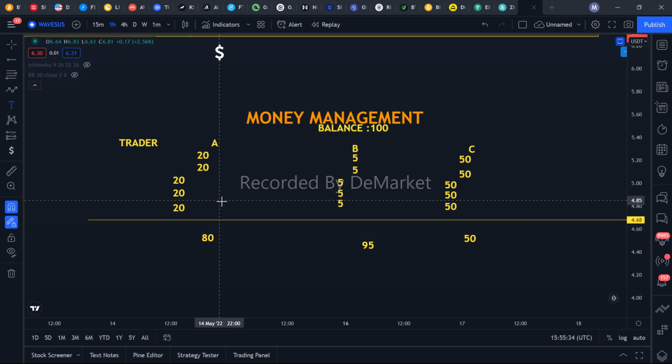You can see the example of Mr. A, Mr. B, and Mr. C. Mr. A is using 20% of his balance to place a trade. Mr. B is using 5%. Mr. C is using 50%. And look at when they enter a loss. Look at the person's account that was drawn down most, and just look at who is going to be mad at each other. So that is just it.